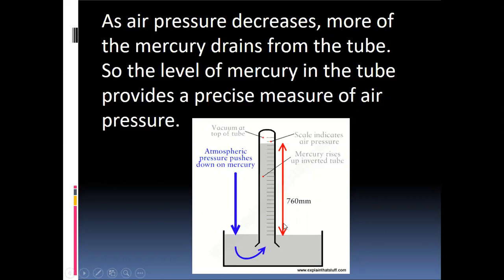So here you can see the atmospheric pressure is 760 millimeters. At sea level, the height of the mercury in the barometer is 76 centimeters. So this diagram shows it at sea level. This is also known as 1 atmosphere. Atmosphere, denoted by ATM, is the commonly used unit to represent atmospheric pressure.